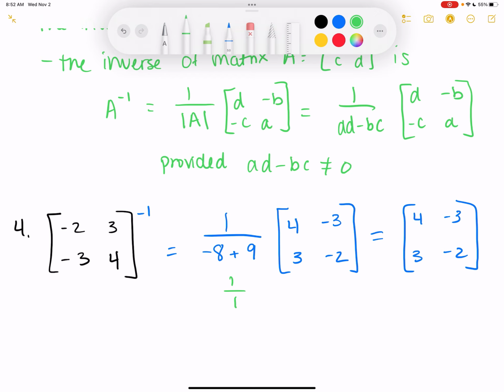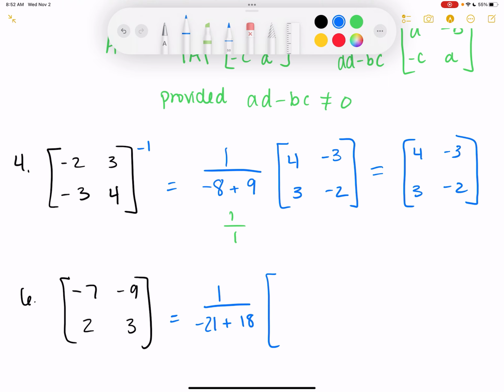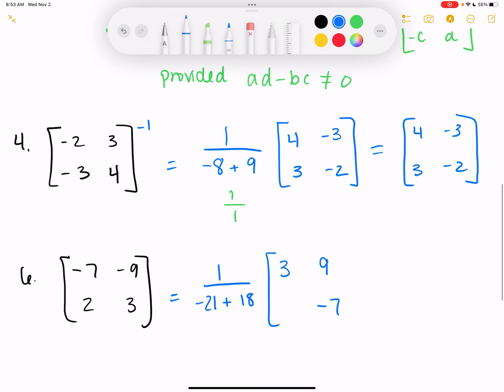So, let's see. Number 6. We have the matrix -7, -9, 2, 3. So I'm taking the inverse of it. So I have 1 over AD, so -7 times 3, so -21, minus 2 times -9, so that's going to be plus 18. And then times the matrix, so we swap the diagonal, so 3 and -7 are getting swapped. And then we change the sign on the -9, it becomes positive. +2 becomes -2.